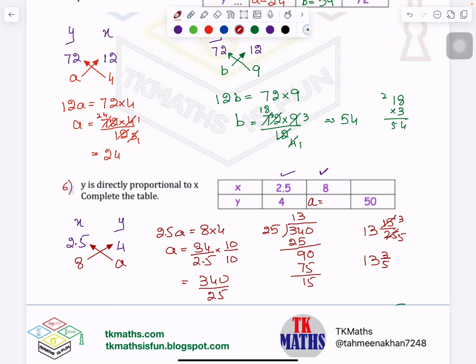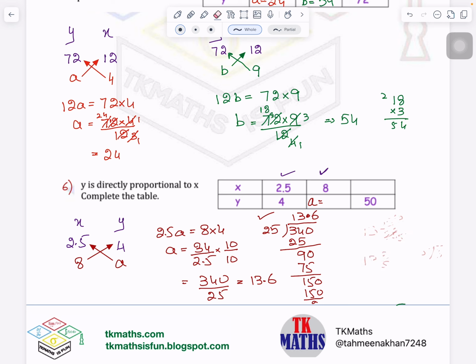And if you want to change this also into decimal, you can do it here. Otherwise, only here what you can do, point and 0. So 25 6s are 150. Then straight away you will get the answer 12.8. Otherwise, you can do 3 divided by 5 separately and find out. So your choice. Whatever way you find easy, do it like that.